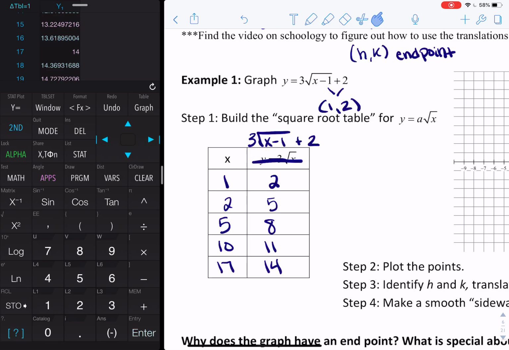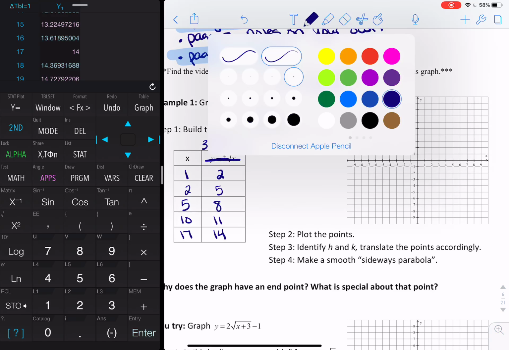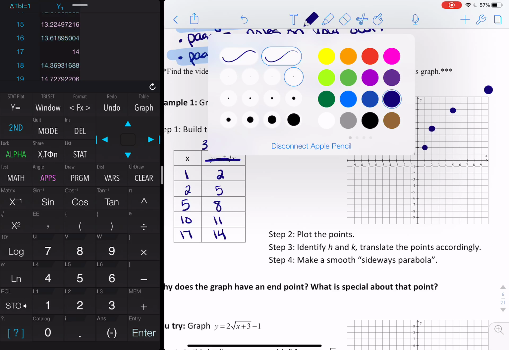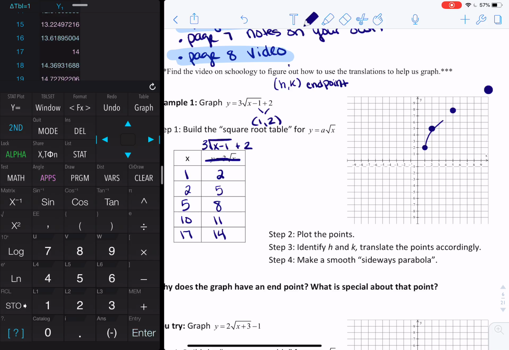Okay, so let's go ahead and get some of these points plotted. So we've got 1, 2, 2, 5. And feel free to pause the video or rewind it, listen to something again. And now from here, I'm going to go ahead and draw my line. All right, and now we're done. Your homework will ask you a little bit about domain and range, but I'll make sure to talk with you about that in class.